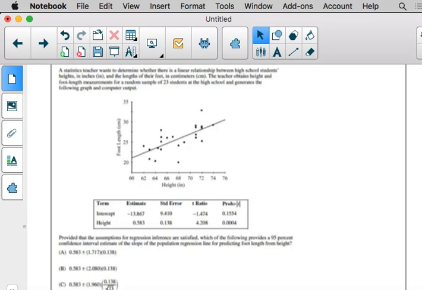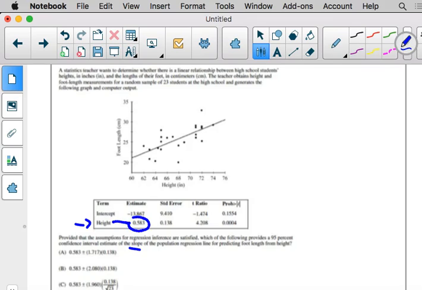Provided the assumptions for inference are satisfied, which of the following provides a 95% confidence interval estimate for the slope of the population regression line for predicting foot length from height? So again, we're doing a confidence interval around slope. So here's my variable, which means here's my slope.